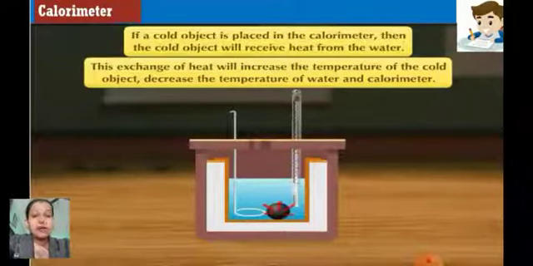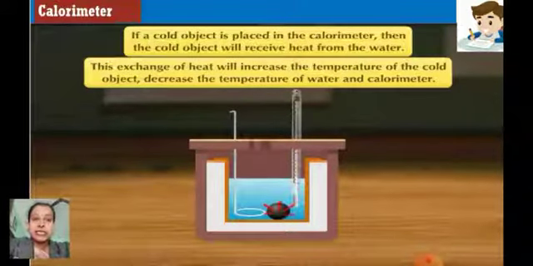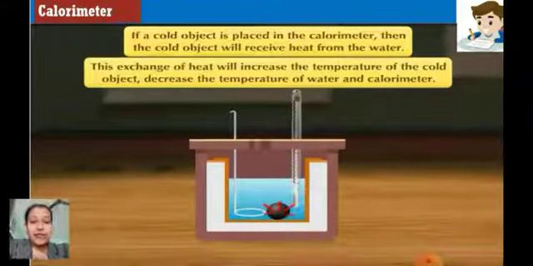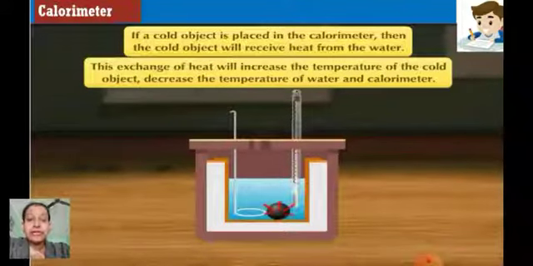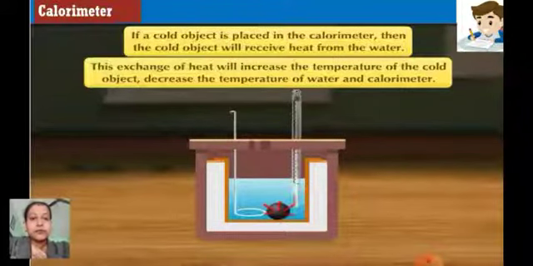In this way, here also exchange of heat is taking place. This exchange of heat will increase the temperature of the cold object and decrease the temperature of the water and the calorimeter. So this is how the exchange of heat takes place. So let's find this out by designing one formula for this.